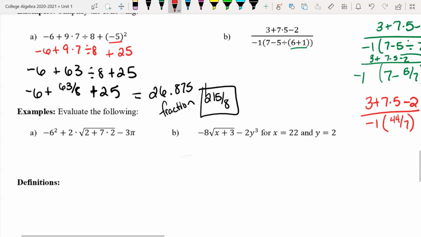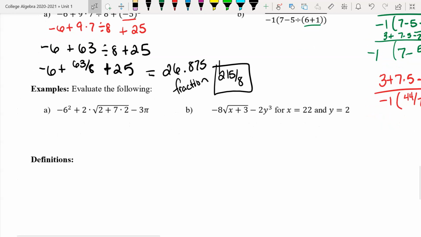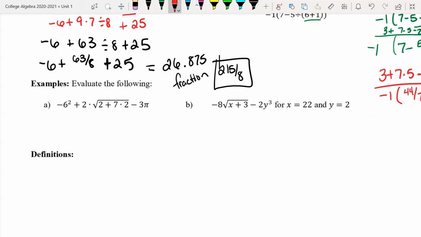Okay, last two examples. It says evaluate the following. This one, they just want you to simplify as much as you can with pi. So it'll say write the answer in terms of pi. So we're going to go through this. Negative 6 squared. You're not going to use the negative because it's not in parentheses. So I would just use 6 squared and then apply the negative to it.